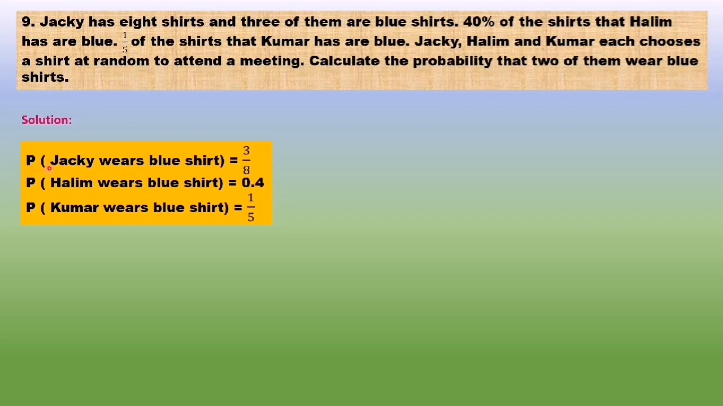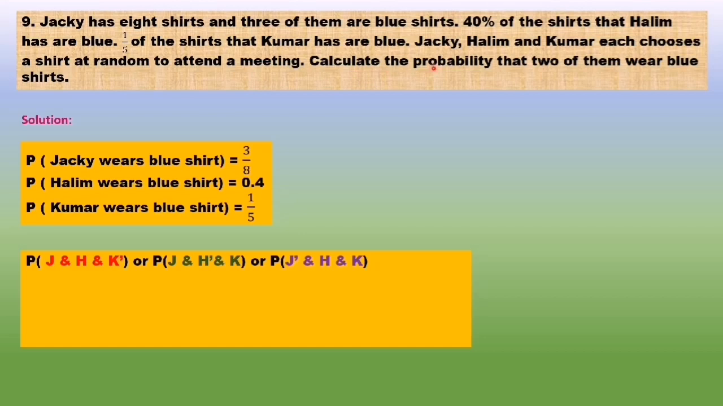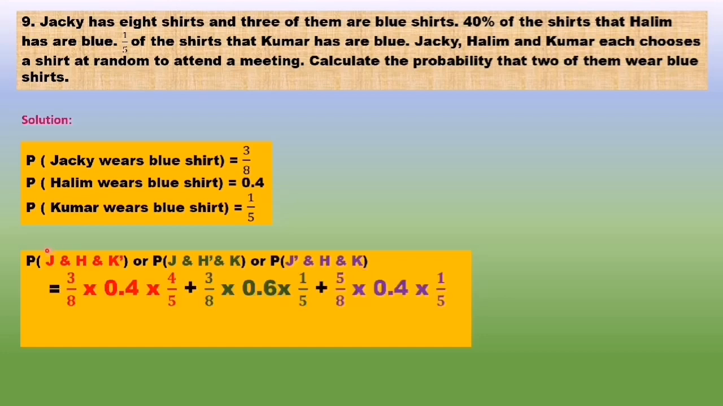List out the probabilities. Jackie wears a blue shirt is 3 over 8. Halim wears a blue shirt is 0.4 and Kumar wears a blue shirt is 1 over 5. Now I want to calculate the probability that 2 of them wear blue shirts. So probability Jackie and Halim wear blue shirts, or probability Jackie and Kumar wear blue shirts, or probability Halim and Kumar wear blue shirts. So we have 2.